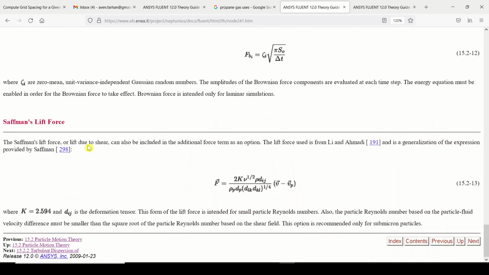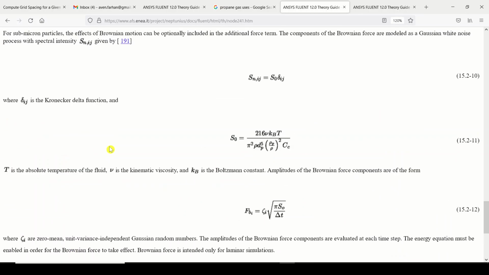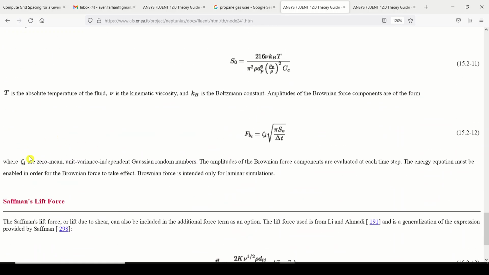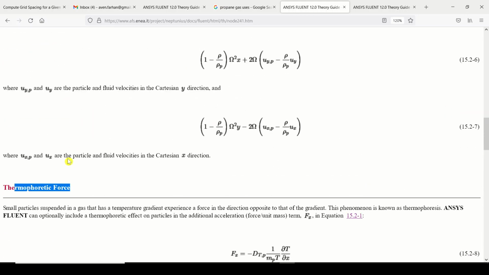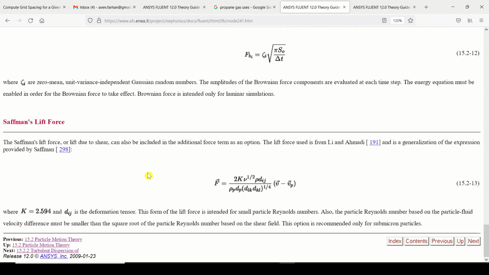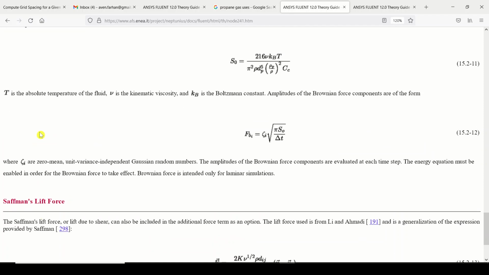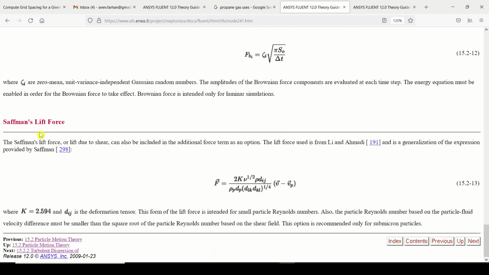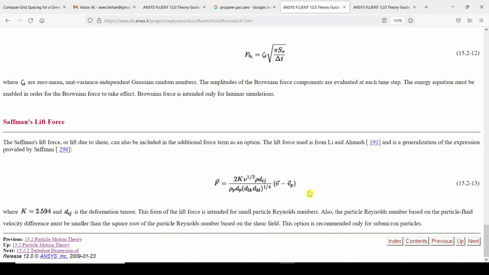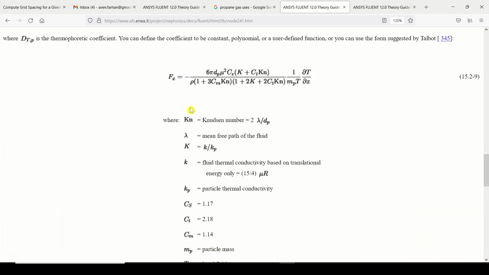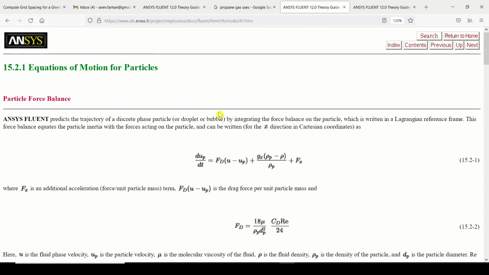So these are the different forces: Saffman's force, Brownian force, and you have one more over here, yeah, thermophoretic force. If you want to include all these forces in your dispersed phase particle calculation, you just have to turn them on with a simple tick, and these equations get activated in the background. Clear? Let us pause this video, and now move to the next video and perform the technical setup over here.